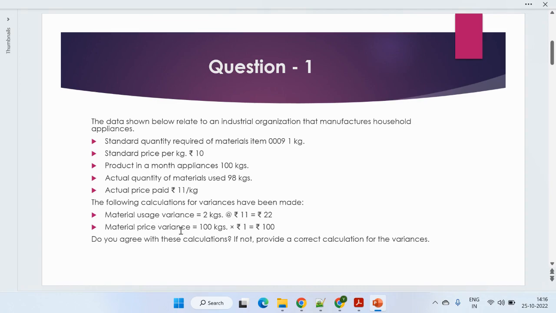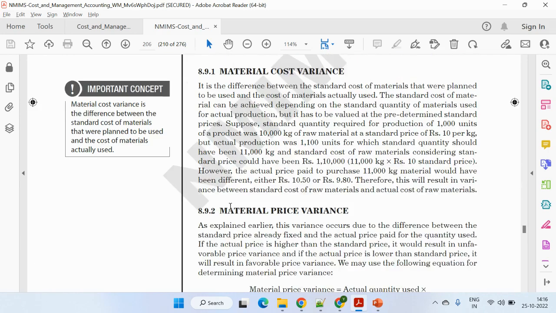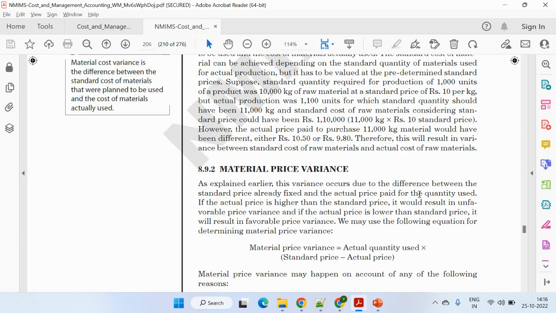Second is material price variance. So going to the second part, material price variance. The variance occurs due to the difference between the standard price already fixed and the actual price paid for the quantity being used. Right? Maybe you can explain it with an example using that formula. And after that, if you see the formula, actual quantity used into standard price minus actual price.